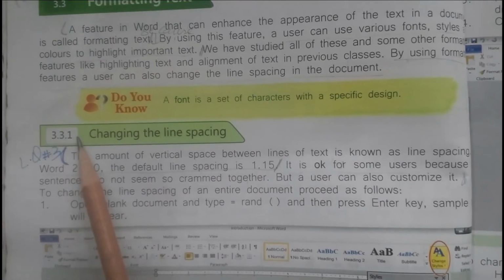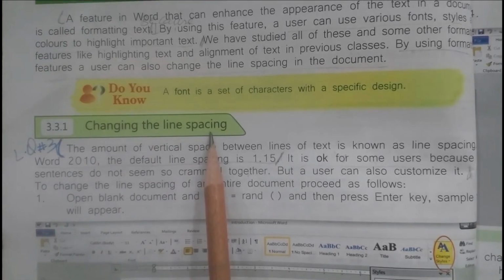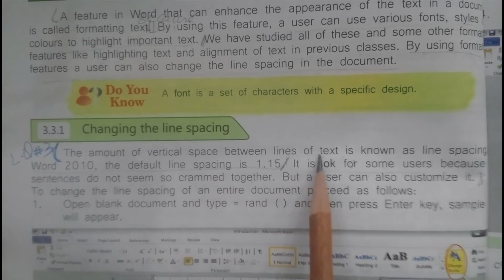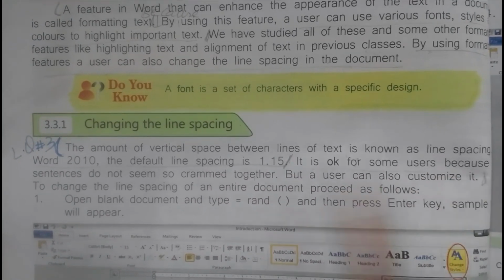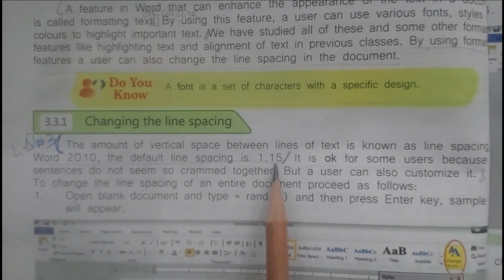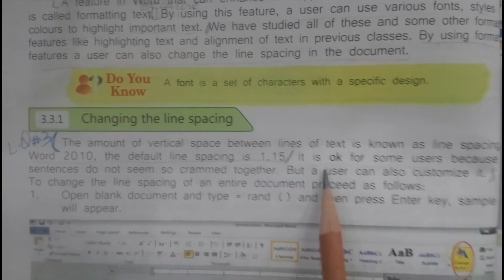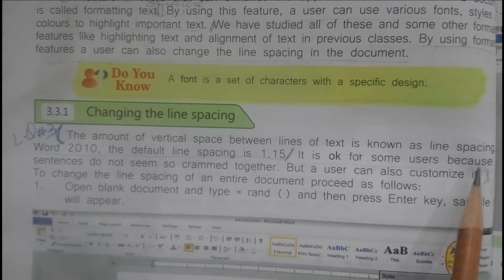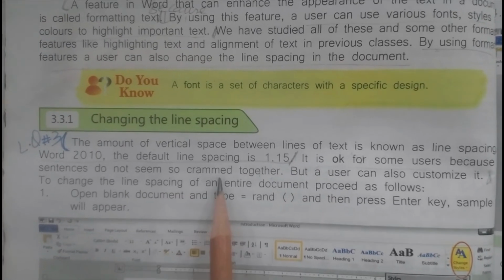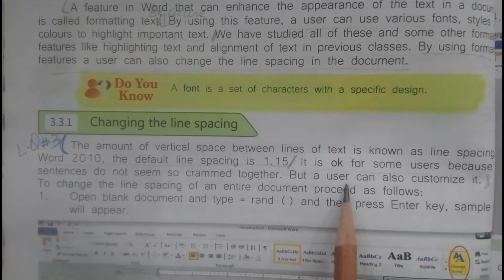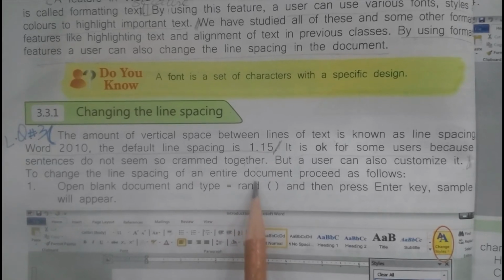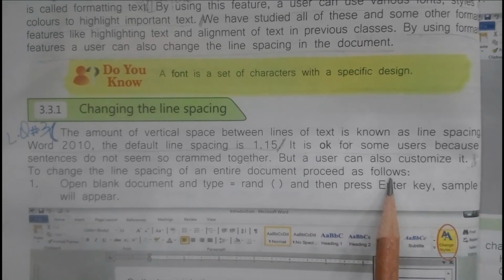Topic 3.3.1, changing the line spacing. The amount of vertical space between lines of text is known as line spacing. In Word 2010, the default line spacing is 1.15. It is okay for some users because the sentences do not seem so crammed together, but a user can also customize it. To change the line spacing of an entire document, proceed as follows.